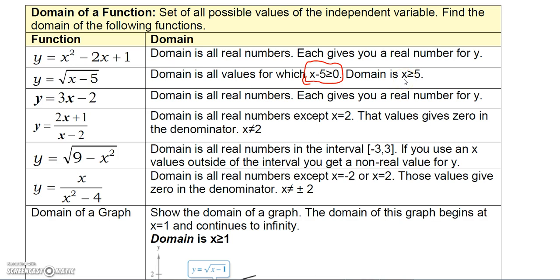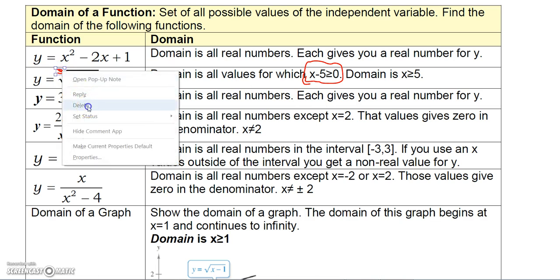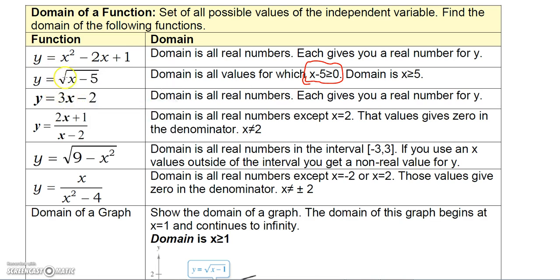So the domain of the square root of x minus 5 would be all numbers greater than or equal to 5. Now you do need to be careful though. Don't assume that all radicals are that way. If this had been the cube root of x minus 5, then your domain would be all real numbers, because the cube root of a negative number is a real number. But of course it was a square root, so we had to make sure that x minus 5 could not be negative.